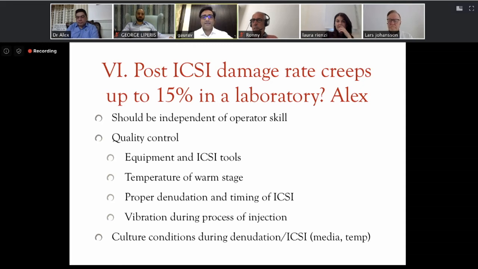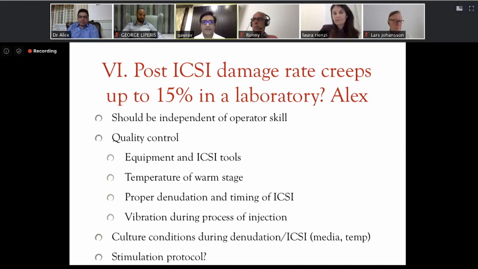So it would be useful. As I'm learning from the flow chart that was spoken to by George and Laura, I think the most useful thing would be to first compare the patient populations and make sure that that is not the main confounder, that is poor responders or aged patients. And then perhaps go on further with looking at denudation and ICSI with a magnifying glass.